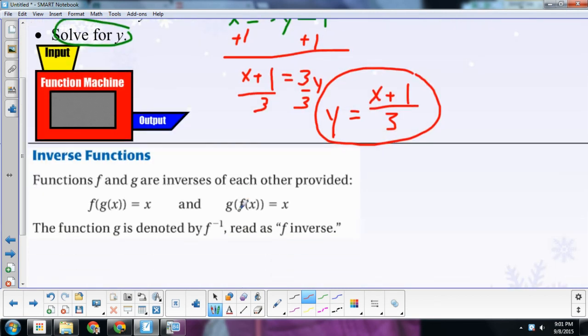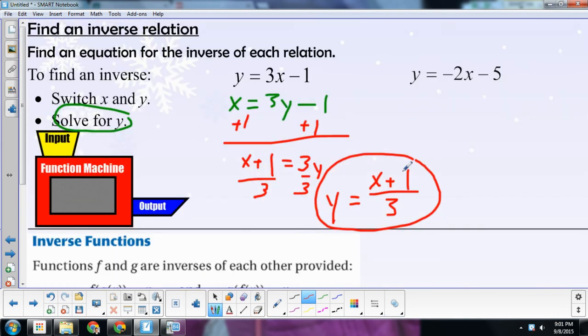Now, another neat thing about inverses is that the two functions are inverses of each other, provided that when you compose them, taking the f of g of x and the g of f of x, you end up with the identity function, which is x. So if I were to try that out with these two, again, ignoring this one right here, if I were to call this f of x, and this I would then say is g of x. If I were to compose these two functions, I'm supposed to come up with the identity function x.